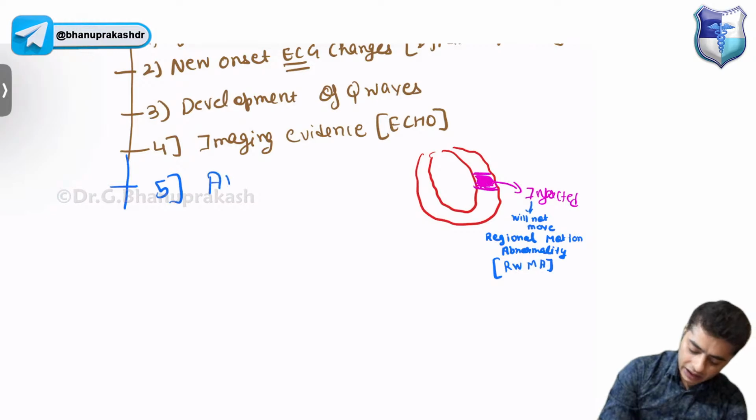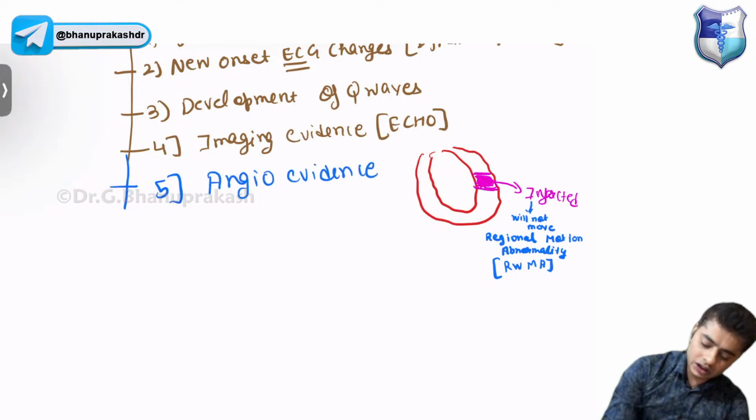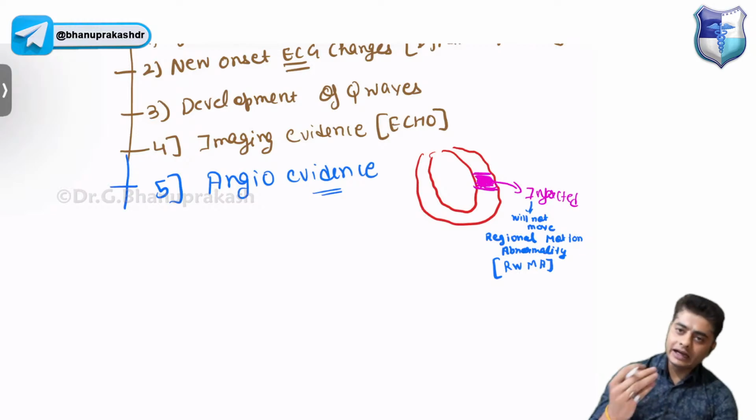Fifth is angio evidence. If you are doing PCA and in that you are finding any block, that is the angio evidence. Okay.